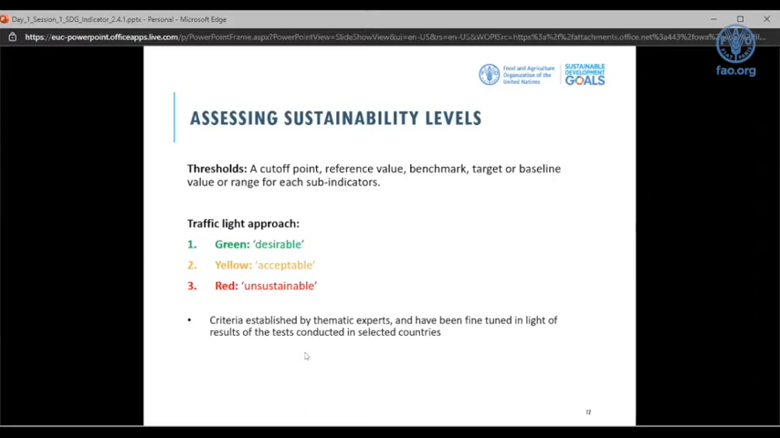Now, in order to capture the concept of continuous progress towards sustainability, a traffic light approach was devised in which three sustainability levels were considered for each sub-indicator. So green desirable, yellow acceptable, and red unsustainable. Now, this traffic light approach acknowledges the trade-offs that exist between sustainability themes and dimensions and the need to find an acceptable balance between them. So each sub-indicator is assessed at the level of agriculture holding, and thereafter the sustainability statuses are associated with the agricultural land area of the agriculture holding, and then these are aggregated by green, yellow, and red at the national level for reporting.